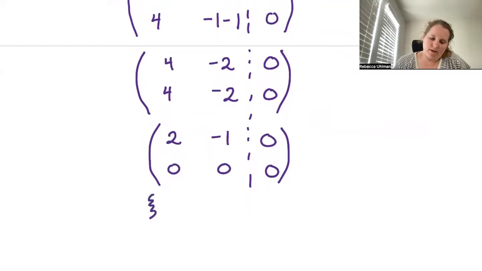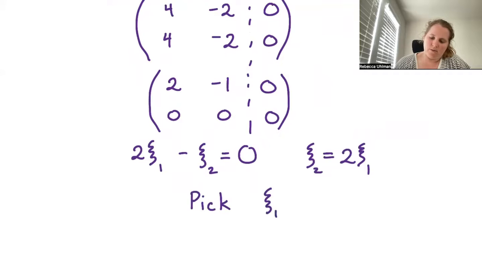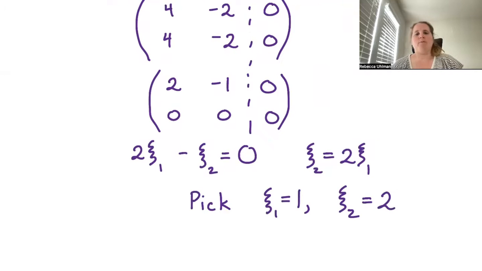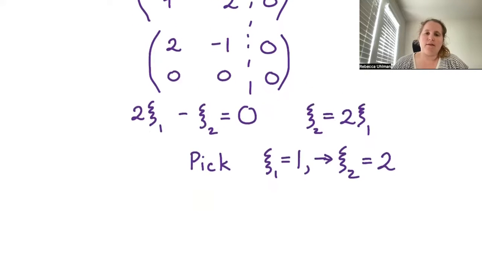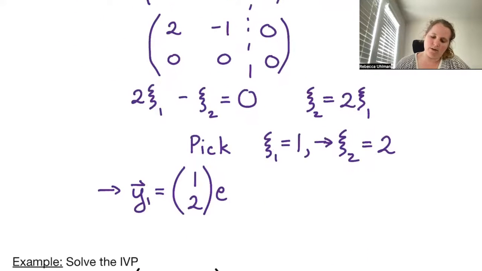So we have essentially 2 times xi1 minus xi2 should be equal to 0. So we could take xi2 to be just 2 times xi1. So we will pick xi1 to be 1 and xi2 to be 2. If we pick xi1 to be 1, then it forces xi2 to be 2. This then leaves us that our y1 would be the vector 1, 2 times e to the lambda, here lambda was 1, so we just have e to the t.